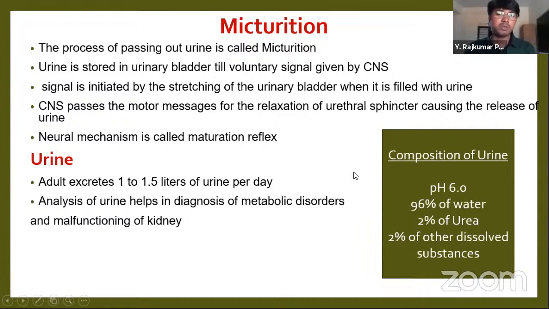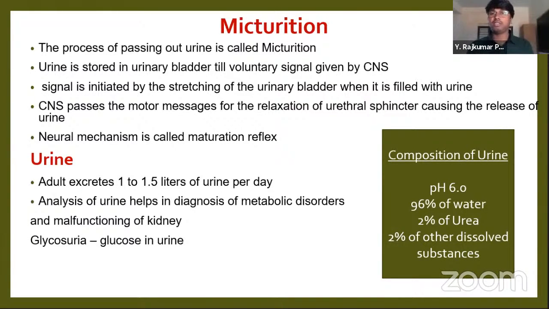Analysis. Whenever you visit a hospital with a disease, sometimes doctors call for a urine test, isn't it? You might have heard or seen it somewhere. The analysis of urine, that means the urine test, helps in the diagnosis of metabolic disorders and malfunctioning of the kidney. If the kidneys are not working properly, or if any poisonous or toxic substances are in the body, they are all identified by urine diagnosis. So they find out the metabolic disorders and doctors treat us accordingly.